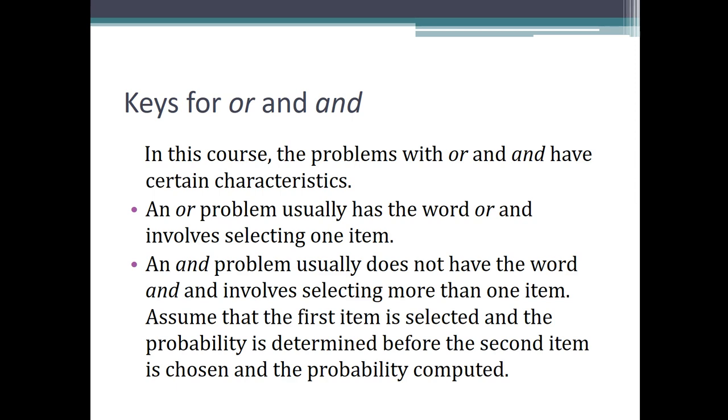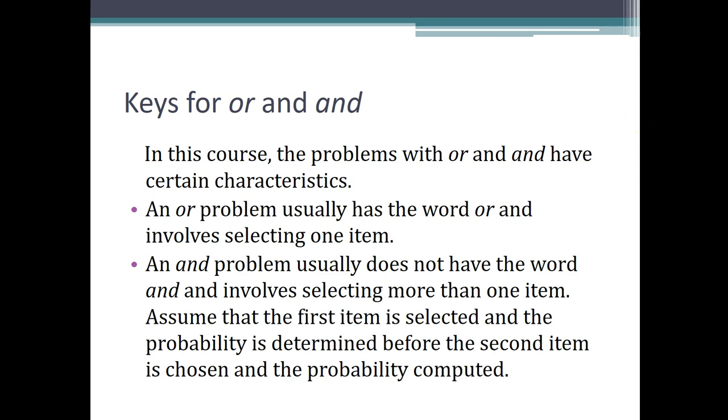You might not see the word AND in there. Like, you might just say, find the probability of drawing all three reds. Don't see the word AND there, but you can reword it and think, okay, probability of first red, and then a second red, and then a third red. You can reword it with the AND in there mentally. And you're going to assume that the first desired item is selected and that the probability is determined before the second item is chosen and that probability computed, and so on. And then the third, you're going to assume that you actually do select on each draw what's desired before, and then compute that probability before moving on to the next draw.